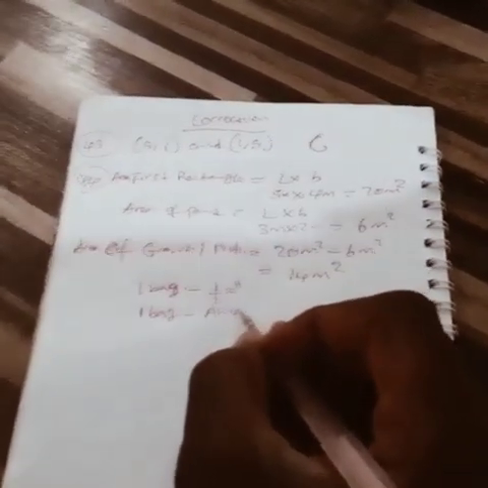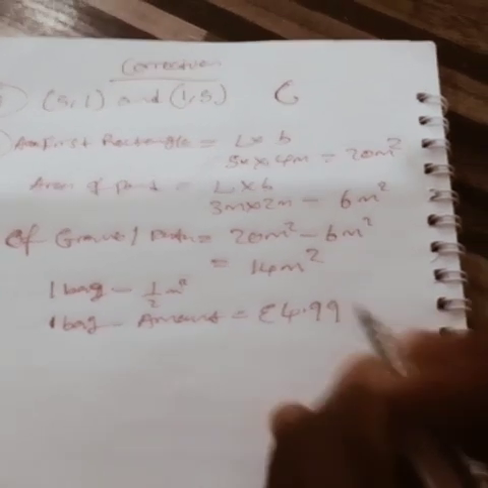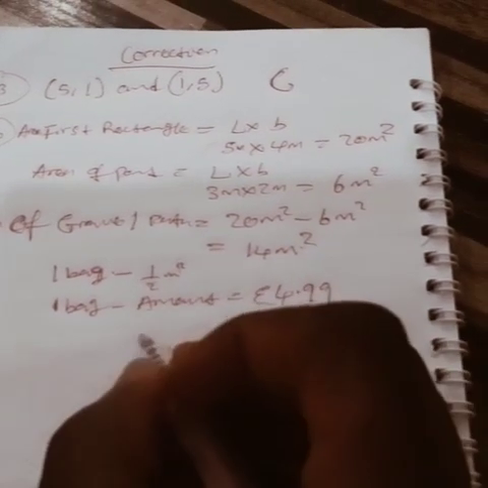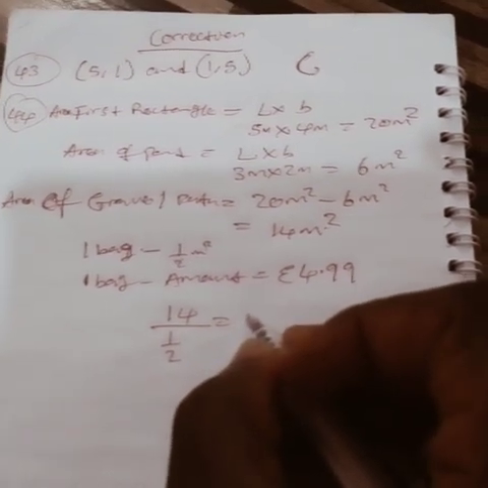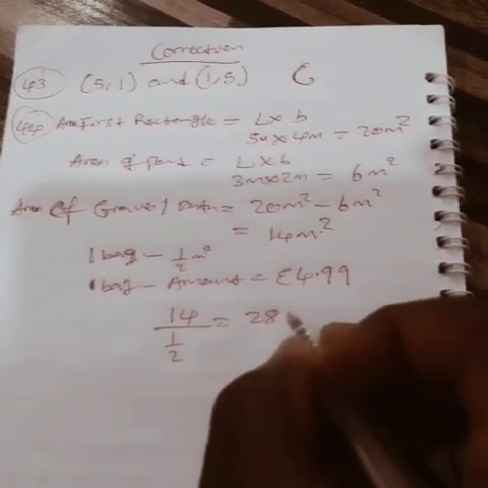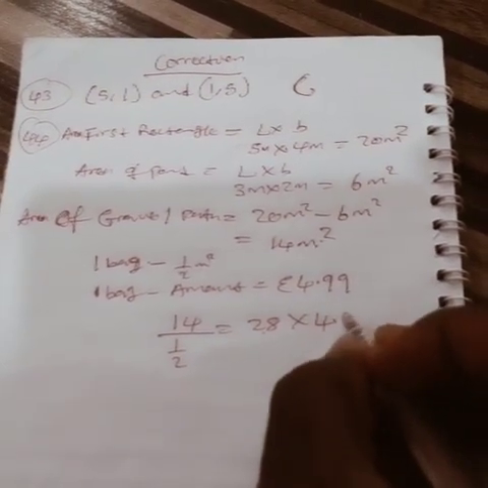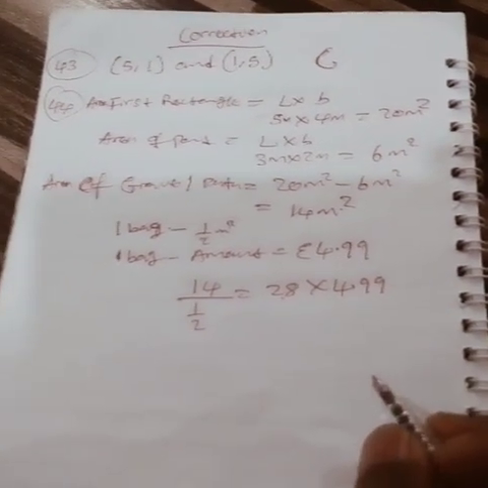So the second one is that one bag is also costing 4.99. What we now do is first check how many half-meter squares we can get for 14. That will be 14 divided by 1/2, which will give us 28. So it is this 28 that we will now multiply by 4.99, and we check what our answer will be.